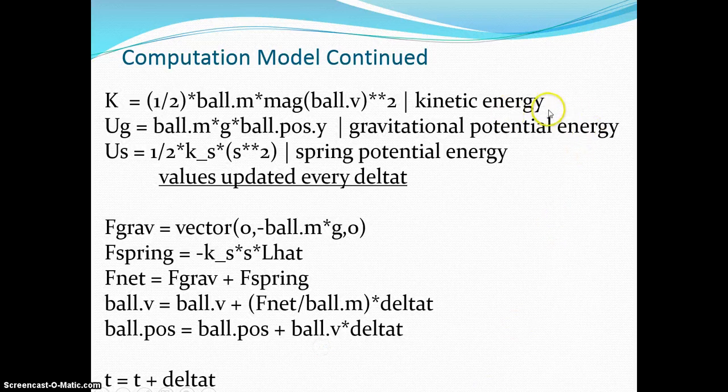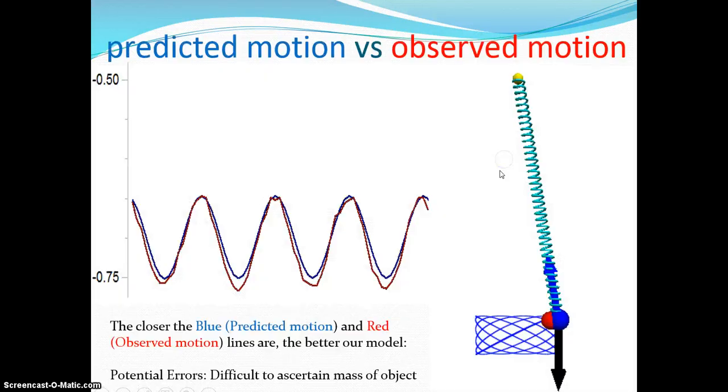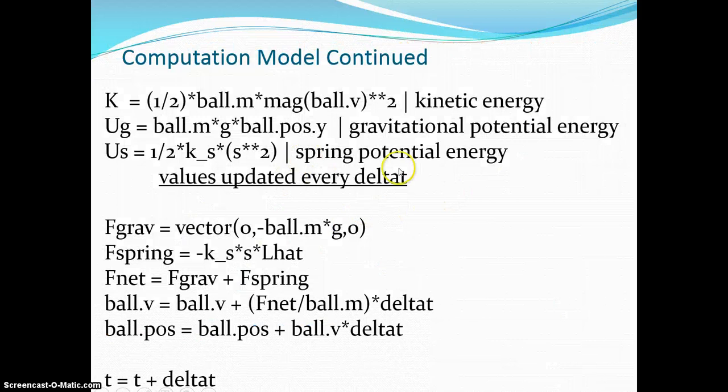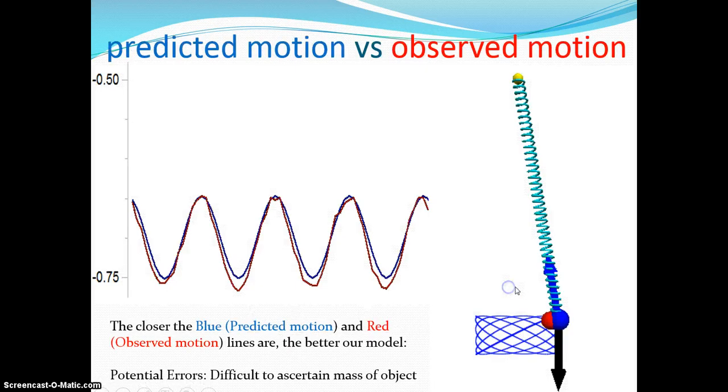Again, this is just a computational model, so this is how we build our kinetic energy, our gravitational potential energy, our spring potential energy. And again, just like we've done in the past, this is how we get our gravity vector and our spring force vector. We add both of these together to get our net force. We update the velocity, and we use that to update the position. Very, very similar to what we've done before.